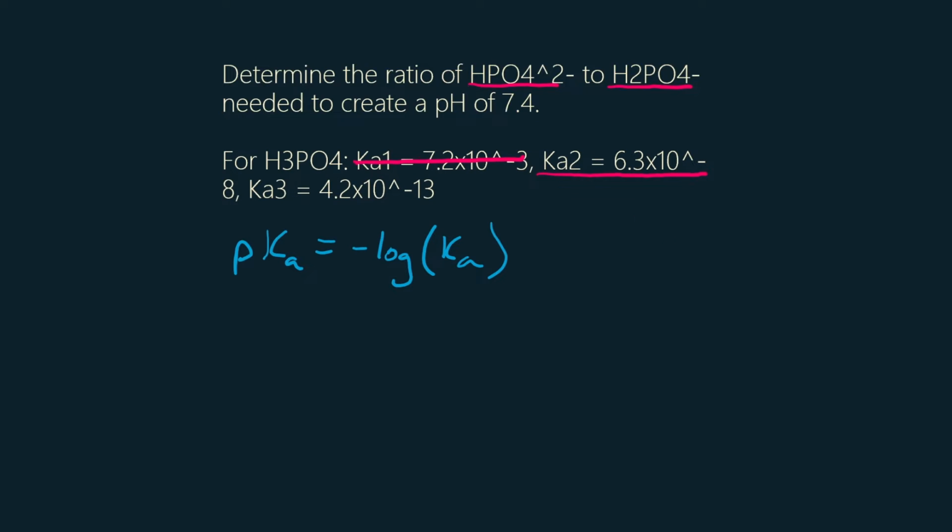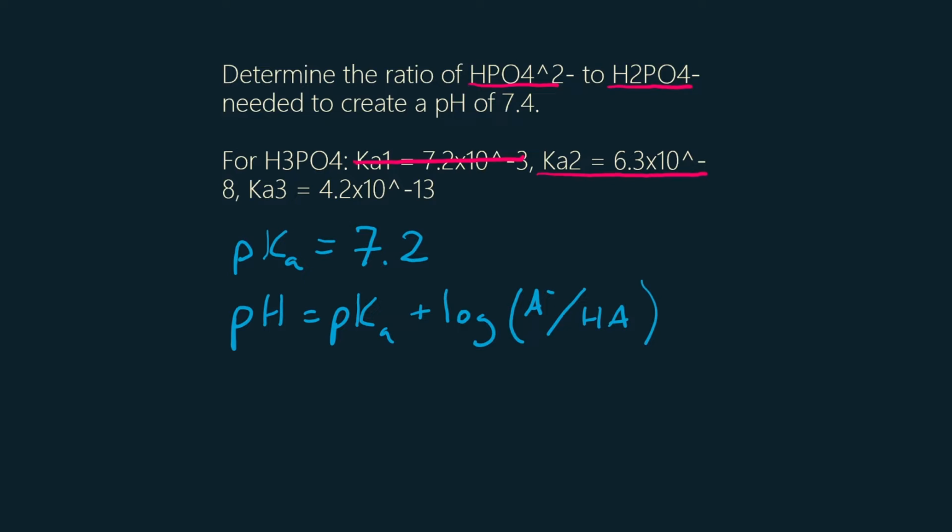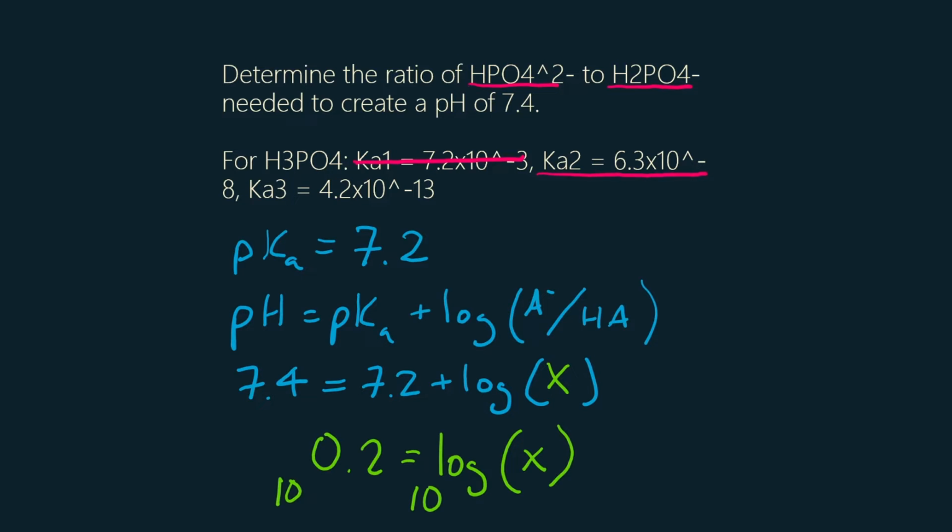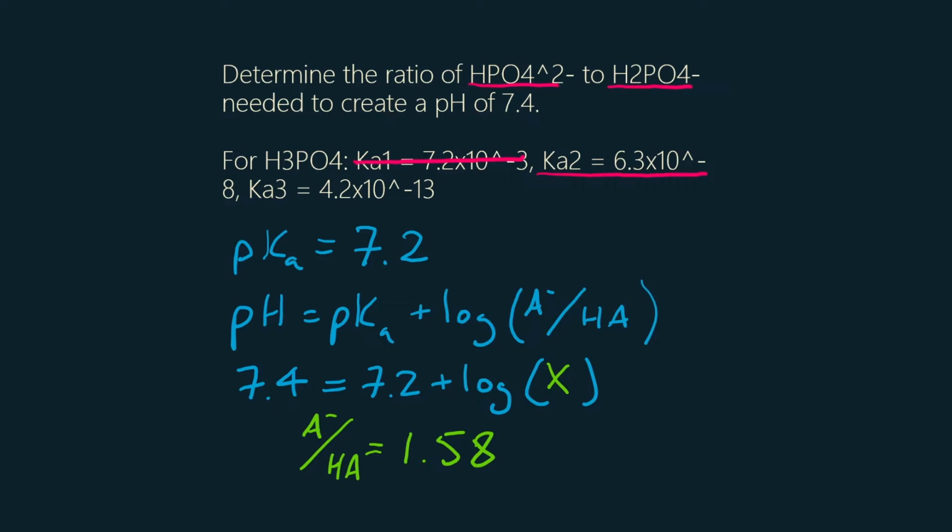We know we'll be using the Henderson-Hasselbalch equation, so let's convert this to its pKa, which gets us this value. Next, we'll write out our HH equation. We know our pH is 7.4, pKa was found to be 7.2, but now we're just going to treat A- over HA together as one variable, which we'll call x. From here, we'll solve for it. Use base 10 to cancel out the log, which gets us 1.58. So we know x is equivalent to A- over HA.